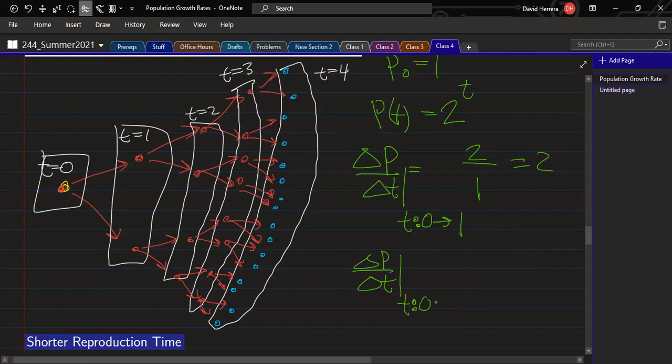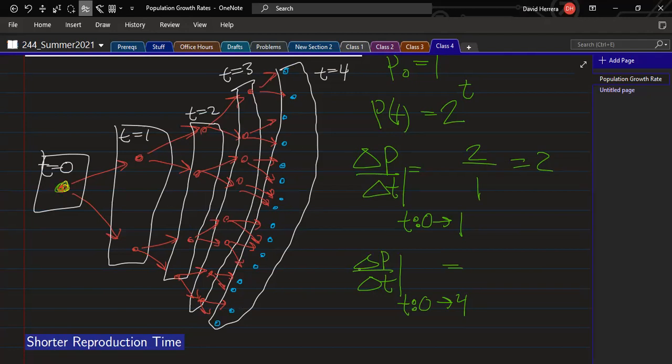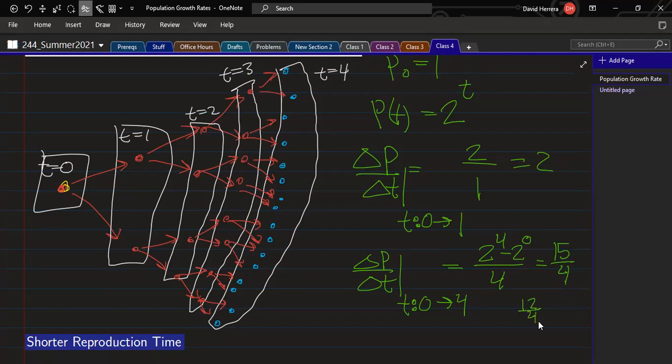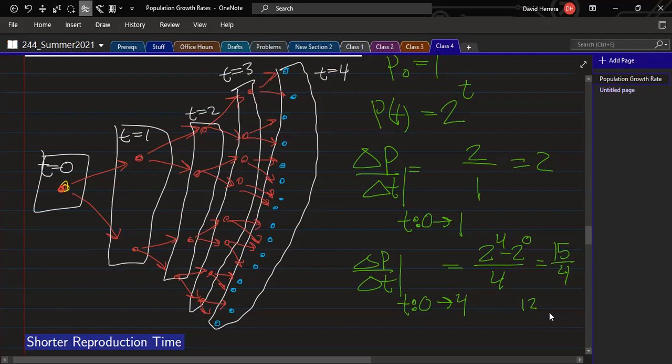Delta P over delta T going from T equals 0. Say T starts at 0 and goes to 4. And what's this? The change in population goes from 1 to 2 to the 4, over time, which was 4 minus 0, which is 4. And so what do you see here? 2 to the 4 is 16 minus 1. So that's 15 over 4. And if you just reduce it a little bit, this is 12 fourths. So that's 3 and 3 fourths.